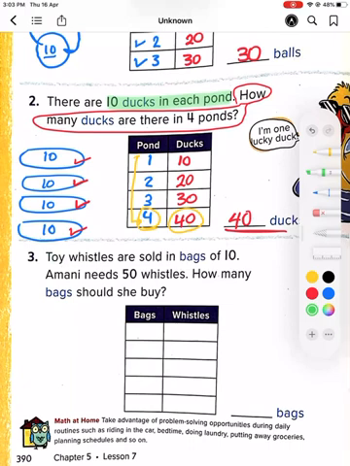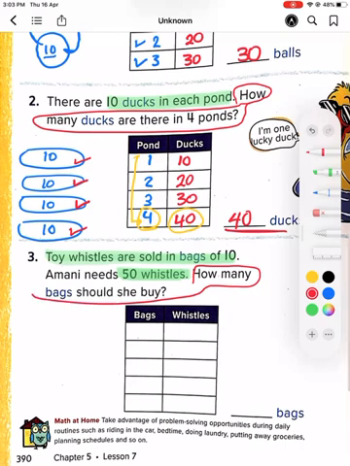Toy whistles are sold in bags of 10. Amani needs 50 whistles. So, how many bags should she buy? First, do you know what's the meaning of whistles? Do you know the sport teacher when she put the whistles in her mouth and start making? Yeah, this is the whistle when she uses it to make you ready and to take your attention to start playing sport.